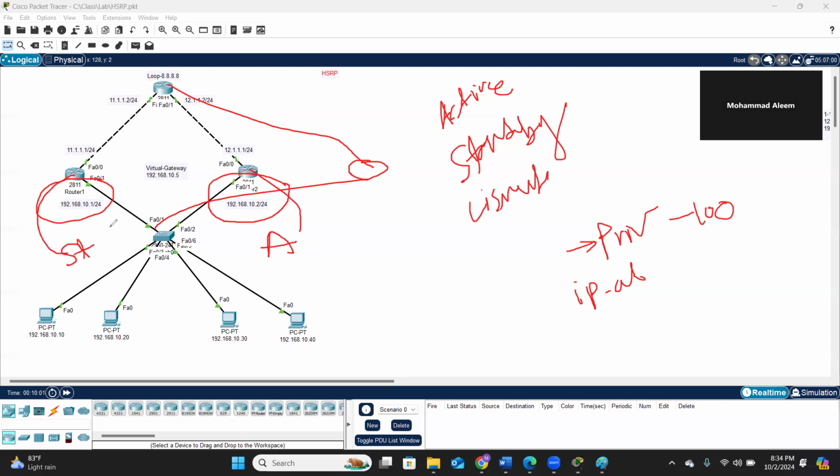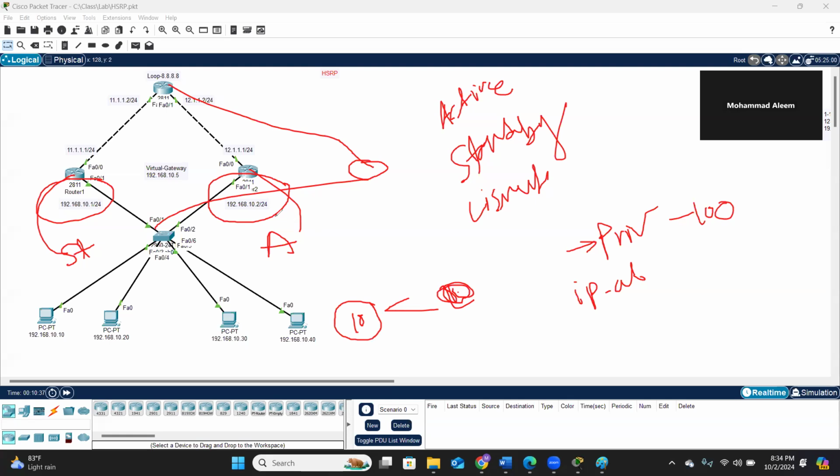Again, whenever you are configuring HSRP, if you configure the entire thing within 10 seconds, the election will happen within those 10 seconds. If you take more than 10 seconds, say 20 seconds, the election will already be done, so it won't elect again. So you have to configure quickly.